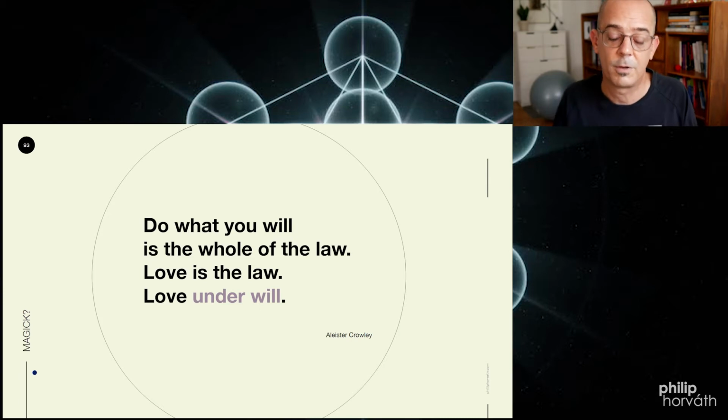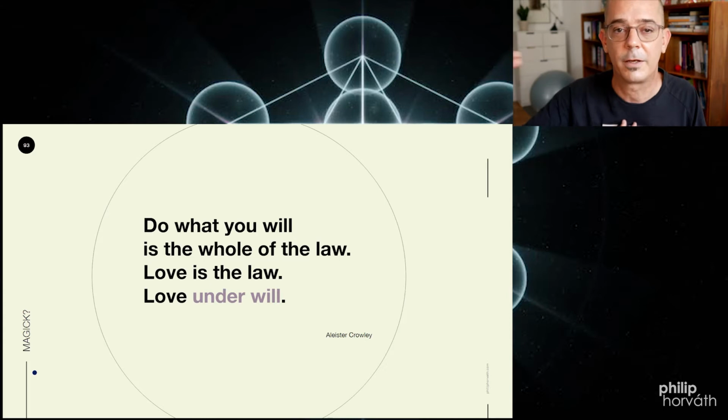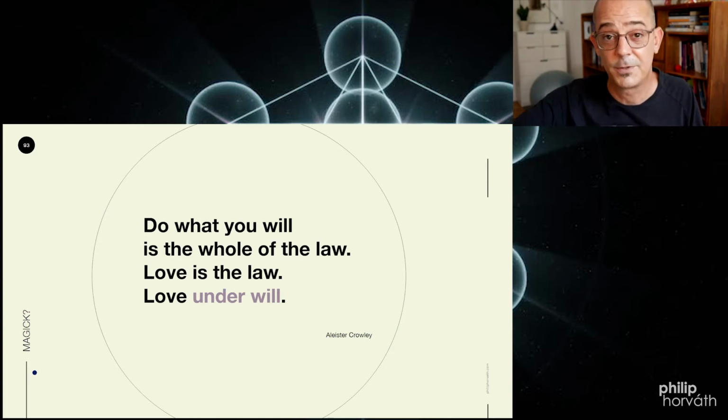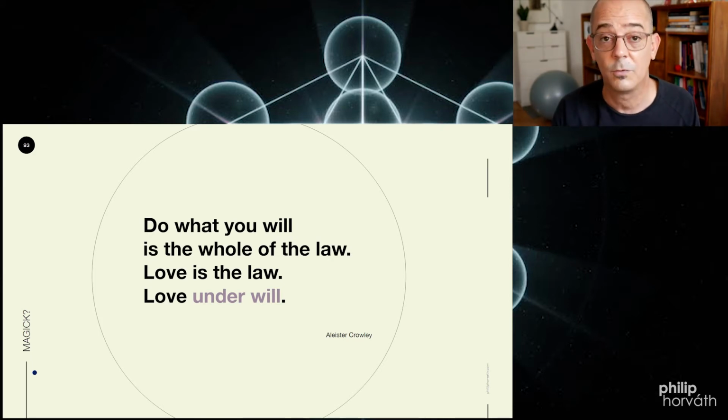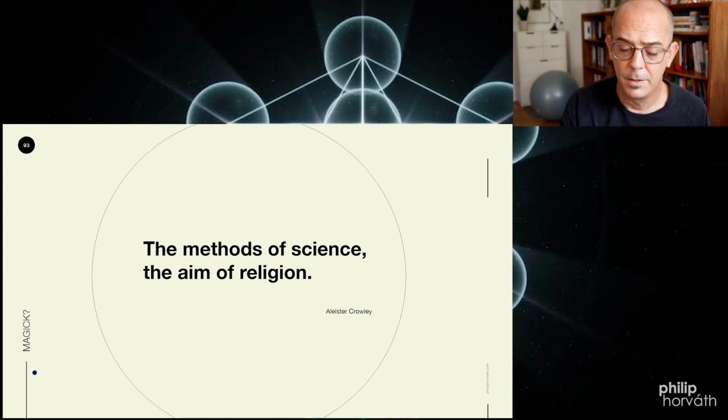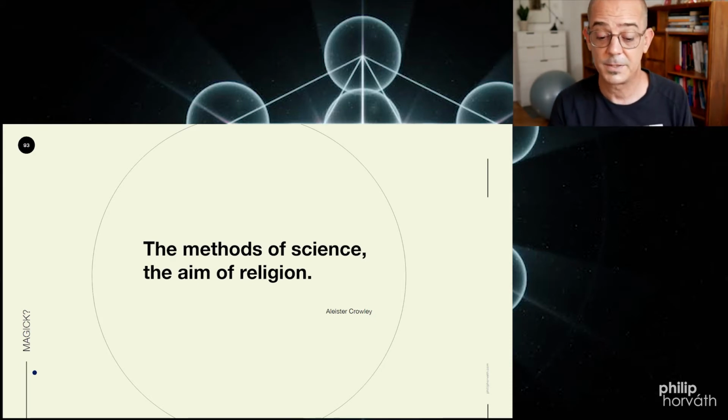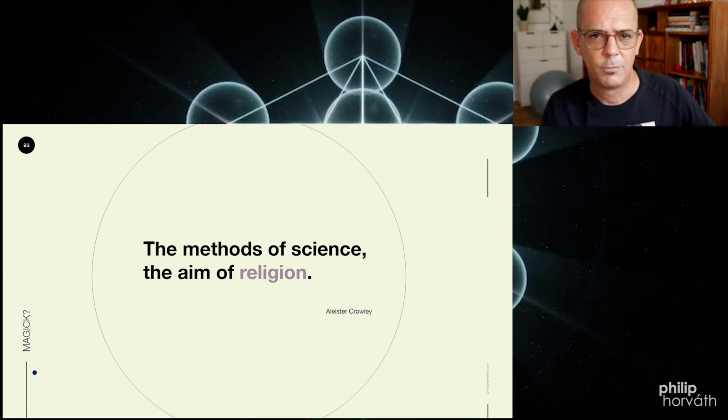And so Erich Fromm says that the only way to actually sustain love is to actively love. Love is the law, love under will, doing it consciously. Doing conscious reaching out, conscious connecting to the world around you. And how do you do it? The method of science, the aim of religion. I'm going to start with religion. If that's the aim, what does that even mean?